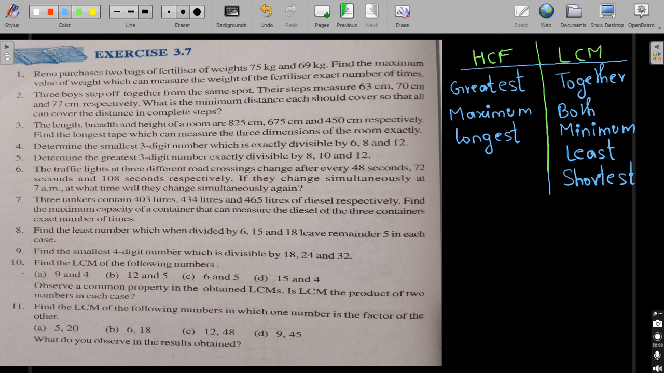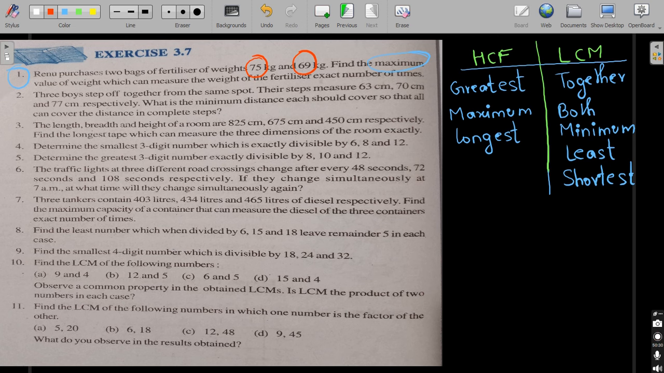Now question number 1 is given over there. The purchase of 2 bags. I will search for the key word in the entire question. Okay, very good. Here we need to find the maximum. Maximum is what I will solve? HCF. Very good. HCF of what? 75 and 69. Super. Very good. Any steps you can solve.